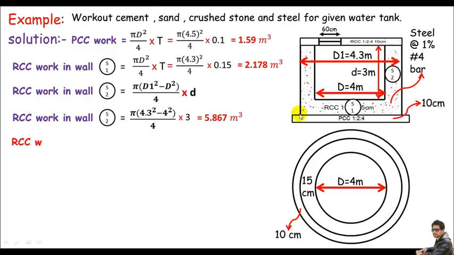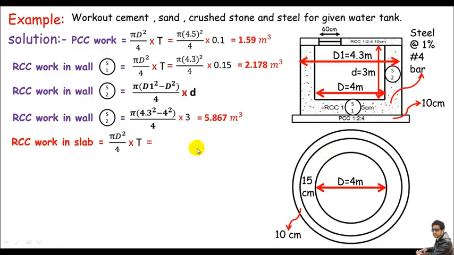And again, I can say RCC in the slab. This is also RCC slab, right? And the formula will be the same, right? Pi D squared divided by 4 times the thickness of the slab, because the slab is just circular, right?